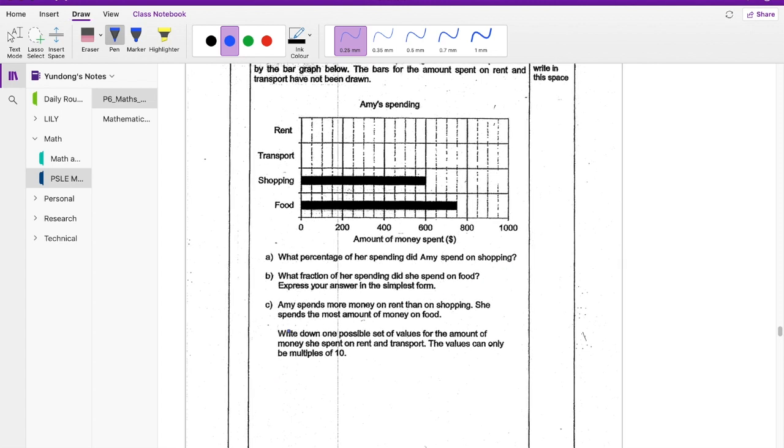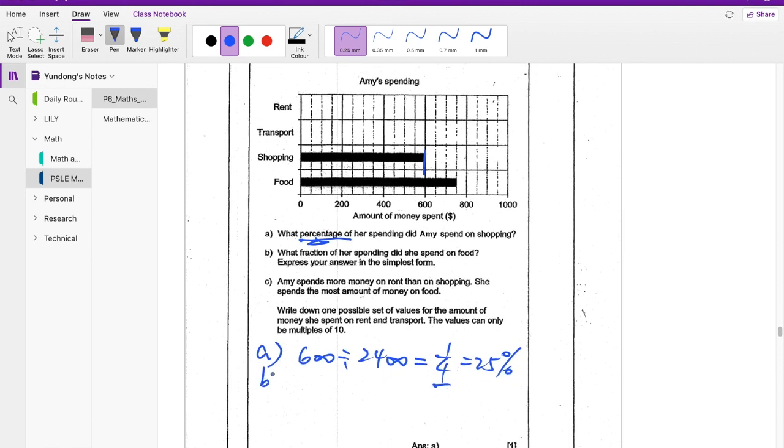Okay, let's see this problem. For A, we can see that shopping is 600, right? 600 divided by the total 2,400. So this is 1/4, which is 25%. We cannot write the fraction because what it asks for is a percentage. Percentage means percent, right?